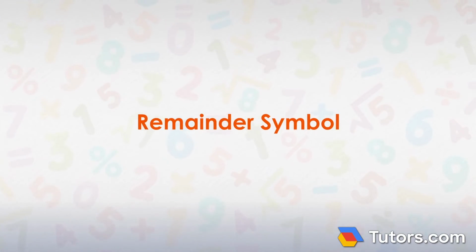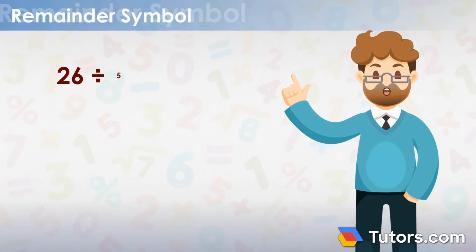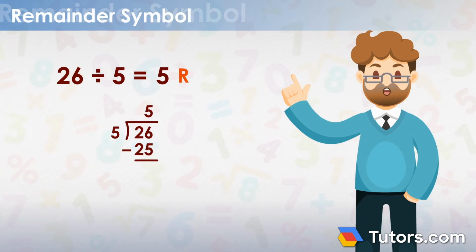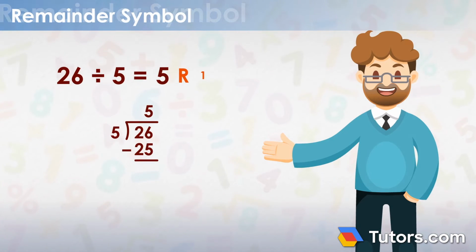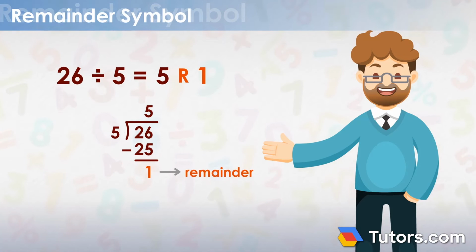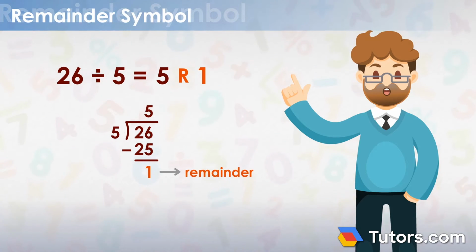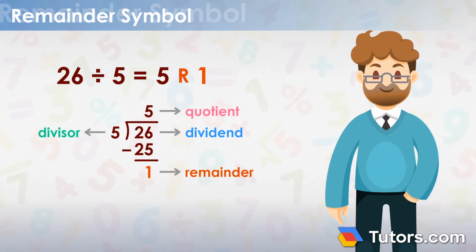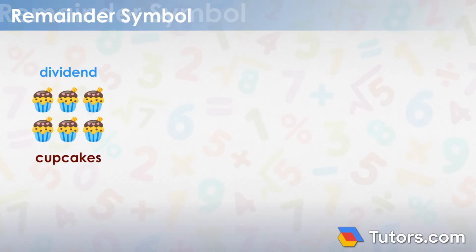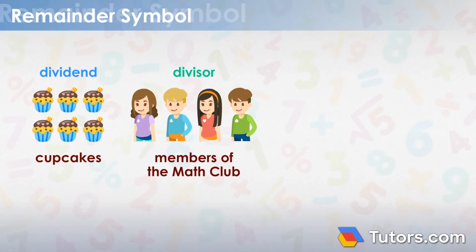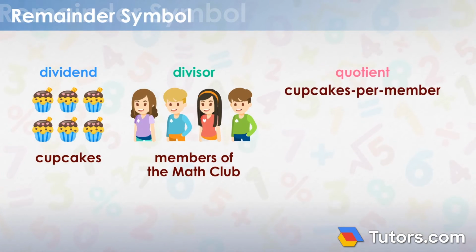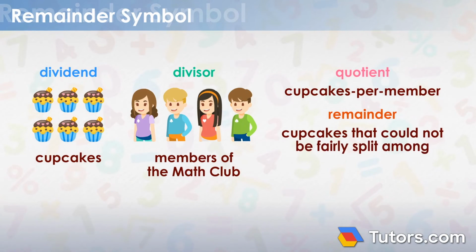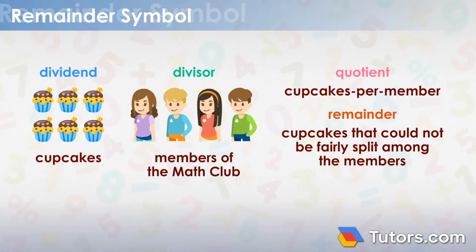Remainder symbol. To symbolize that you have a remainder in your answer, you write a capitalized letter R after the quotient, followed by the number that is your remainder. To interpret the remainder, you must look at the units of the dividend, divisor, and quotient. If the dividend is cupcakes and the divisor represents members of the math club, then the quotient is cupcakes per member, with the remainder being cupcakes that could not be fairly split among the members.